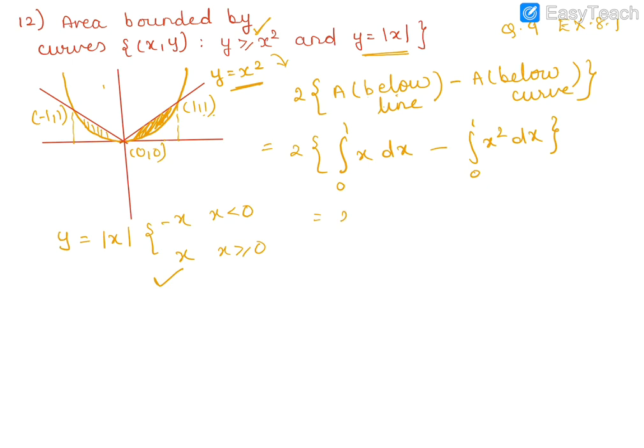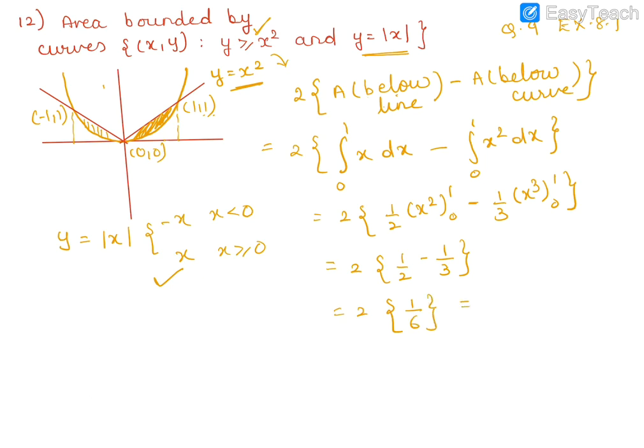And therefore I get 2, and this is x square by 2, limit is 0 to 1, minus x cube by 3, limit is 0 to 1, which is going to give me twice, and 1 by 2, 1 minus 0 is 1, minus 1 by 3, which on taking the LCM will give you a 1 by 6. So your answer is 1 by 3 square units. Like I said, this is the same question as given in 8.1, and that's question number 9.